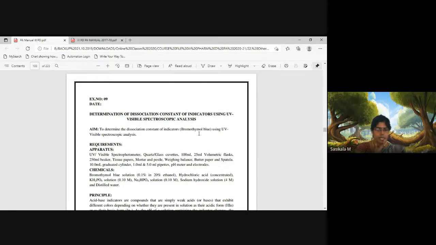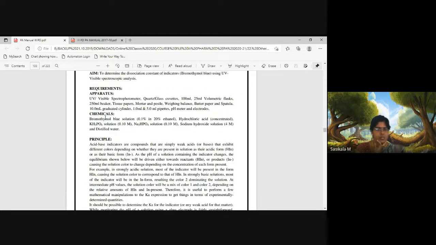Here we have taken bromothymol blue as the indicator, using UV visible. We are going to perform with the UV visible spectrophotometer. What are the apparatus required? Instrument, cuvettes, volumetric flasks to prepare different sets of solutions, then beakers to transfer solutions, tissue paper for cleaning the cuvettes, mortar and pestle for preparing the sample, for mixing and all, then a weighing balance to weigh the specified amount of sample, butter paper and spatula all for weighing, then a 10 ml measuring cylinder and pipettes for measuring, then a pH meter and electrodes for measuring the pH.